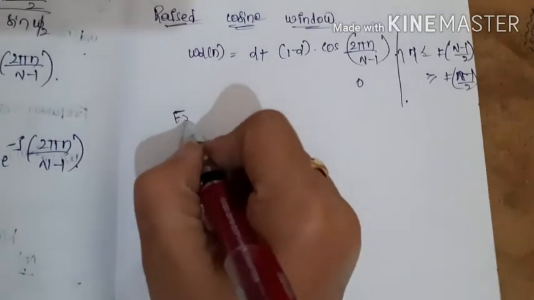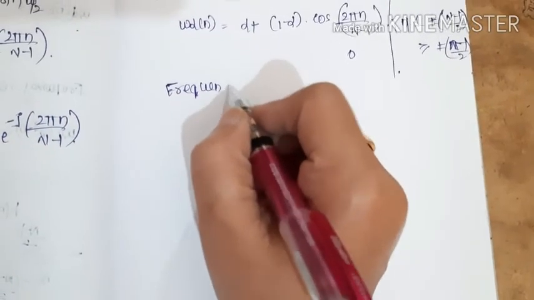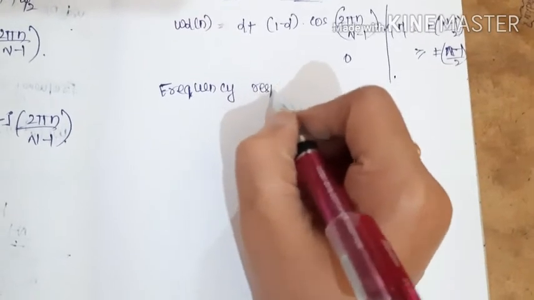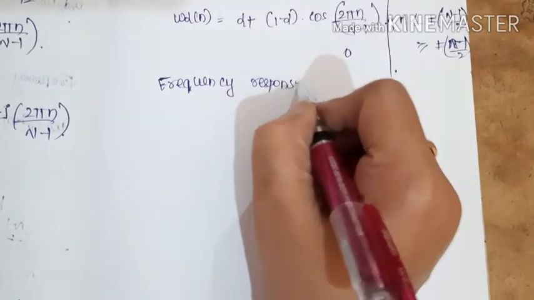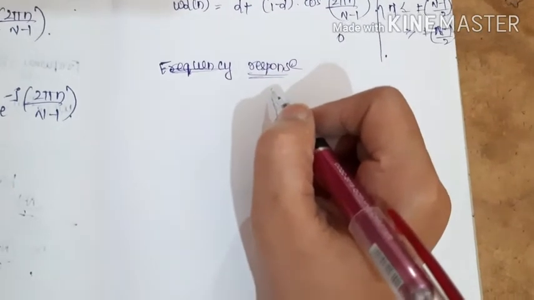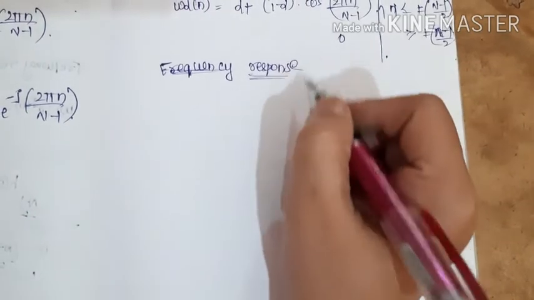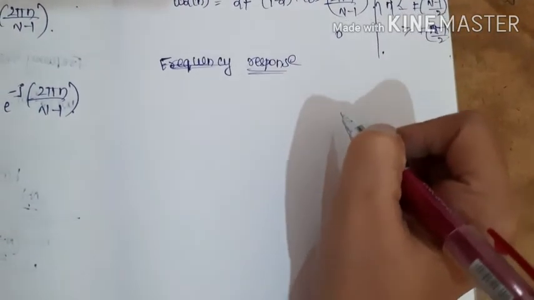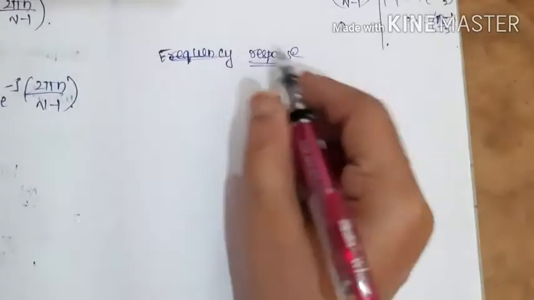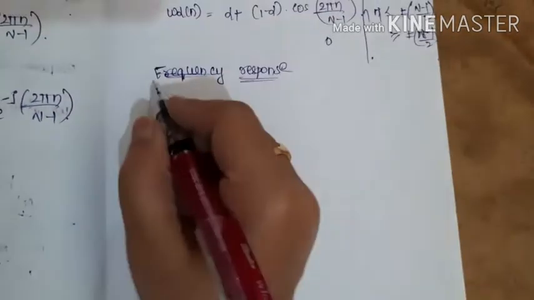Next, the same process we did for the rectangular window, we have to follow for the raised cosine window. That is, I want to find out the frequency response. By seeing the frequency response, we can observe the transition bandwidth region, the main lobe widths, and the side lobe amplitudes. These can be analyzed by using this frequency response. So how to get this frequency response?